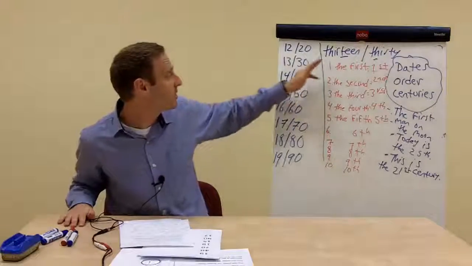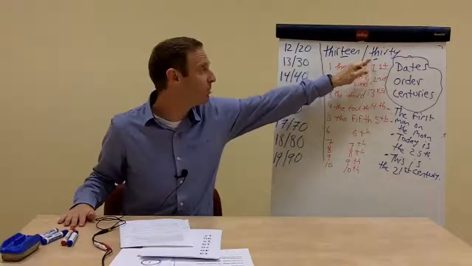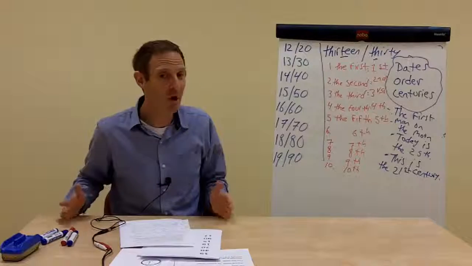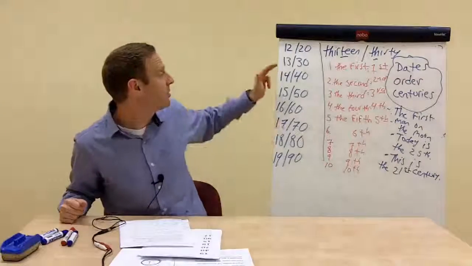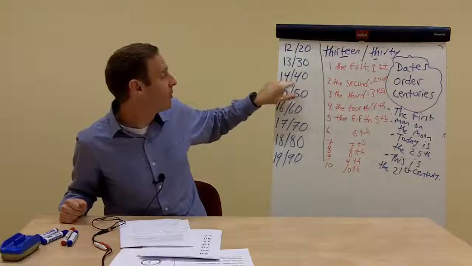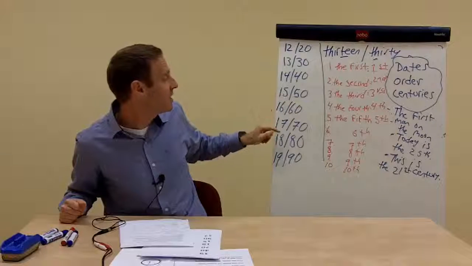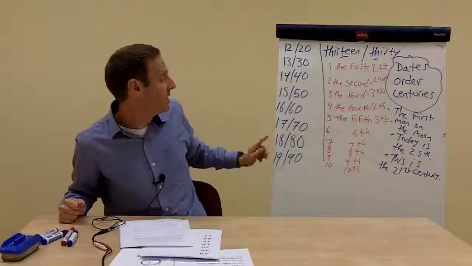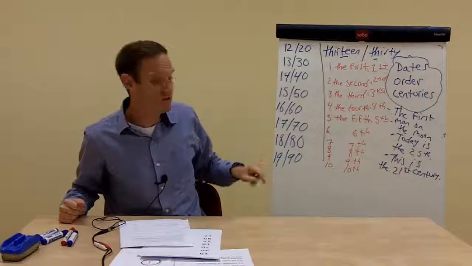So on this number we would say 13, and then the stress here is on the first syllable. We say 30. Okay? So if you're watching this, you can repeat after me. So we have 13, 30, 14, 40, 15, 50, 16, 60, 17, 70, 18, 80, 19, 90.